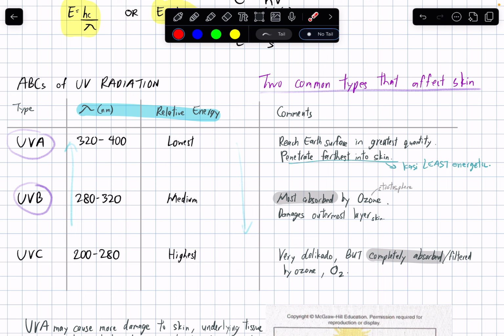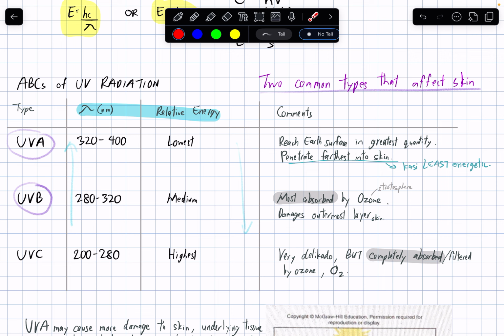So it may be said that UVB is more dangerous because it has a higher relative energy, but at the same time, most skin cancer cases are because of UVA. Why is that? UVB essentially is most absorbed by the ozone, so it's not really much of a problem to us. Although unlike UVC, which is completely absorbed by the ozone and oxygen, UVB is only mostly absorbed. So some of it is still able to cause, let's say, a rare amount of cases. That's because of UVB.